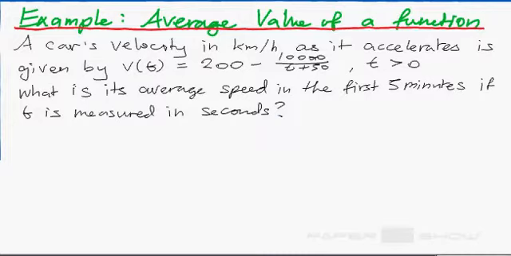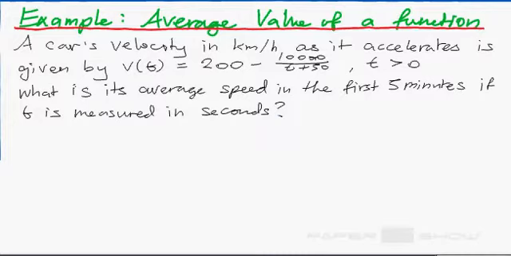A car's velocity in kilometers an hour as it accelerates is given by v of t equals 200 minus 10,000 over t plus 50, where t is positive. What is its average speed in the first 5 minutes if t is measured in seconds? Alright, whole bunch of words. This is what you want.